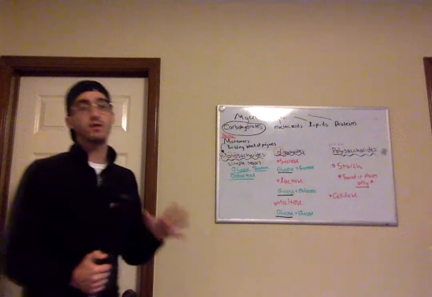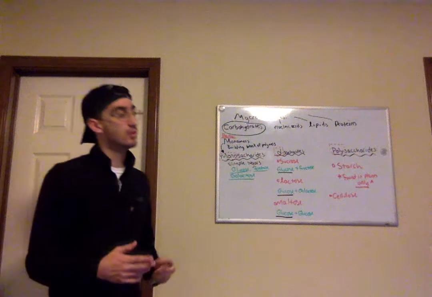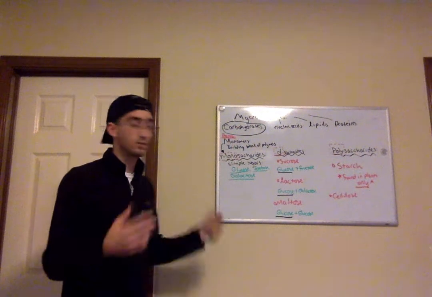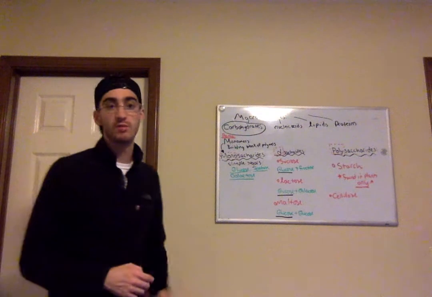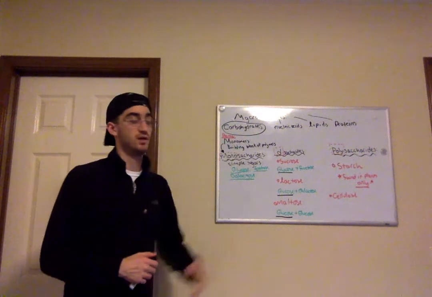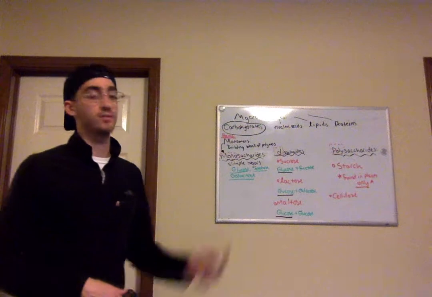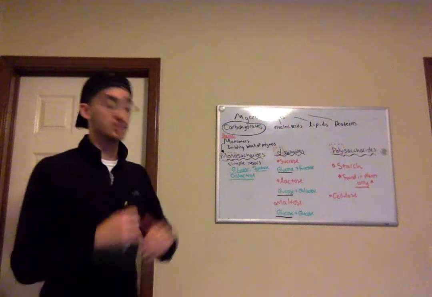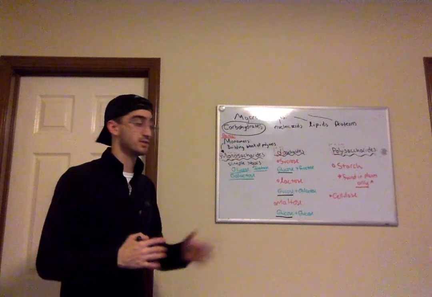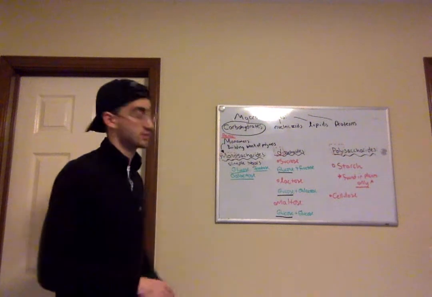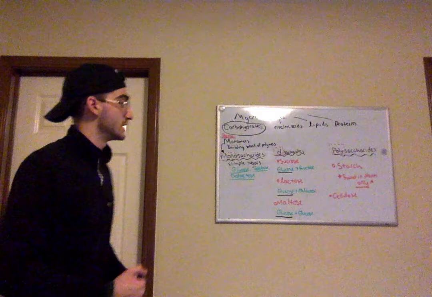One thing for you guys to note, in particular about starch, is that it's only found in plants. You cannot find it in human bodies. You cannot find it in animals running around like little rabbits and stuff like that. Starch is only found in plants, and that's one thing that's unique about starch.